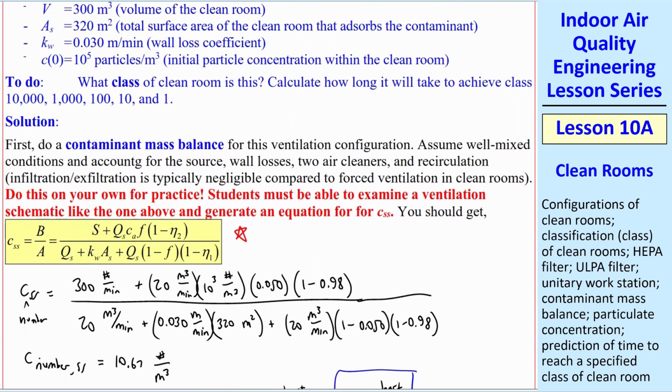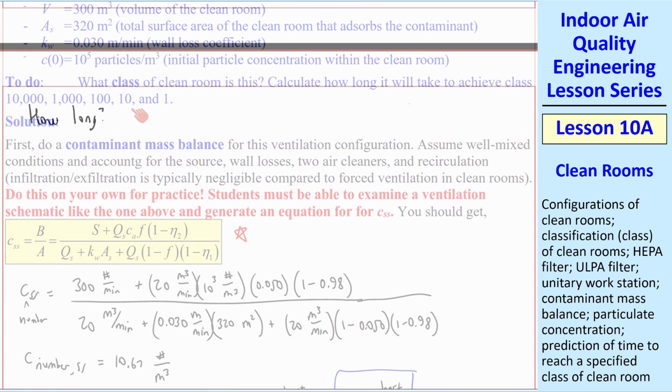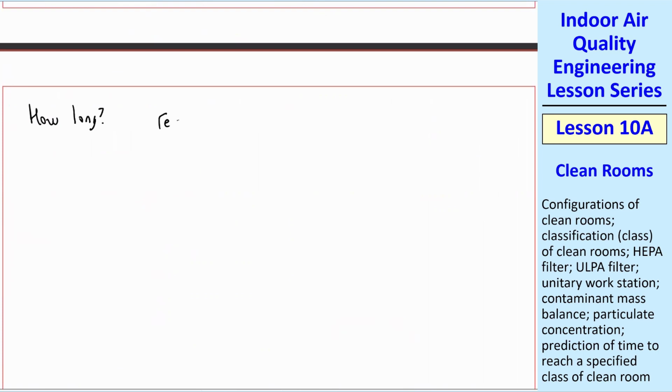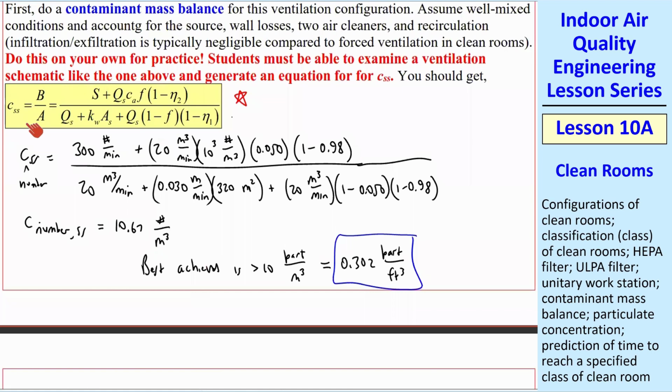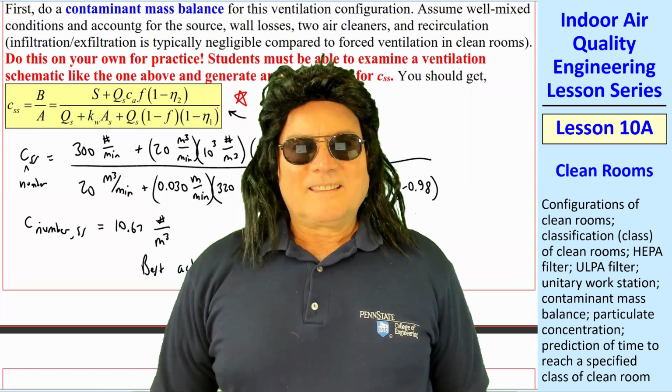Then the second part of the problem, I asked, how long will it take to achieve class 10,000, 1,000, 100, etc.? So how long? Well, recall when we have our standard form dC/dt equal B minus AC, by the way, you need to generate A and B in order to generate this equation, so that'll be part of your exercise. I want you all to do this on your own.